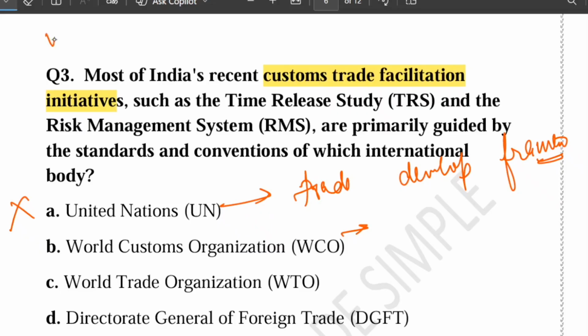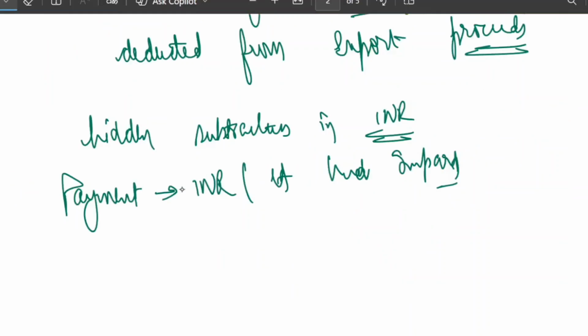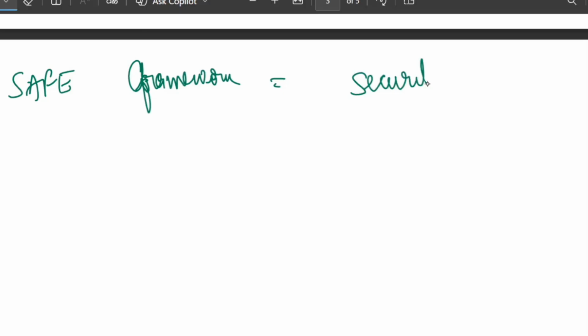If you talk about the WCO, they set global customs standards. What are the global customs standards? Like you might have heard about RKC. What is RKC? RKC is the Revised Kyoto Convention, right? These are the lists of simplified procedures. Then you might have heard about the SAFE framework. SAFE framework means security plus facilitation.